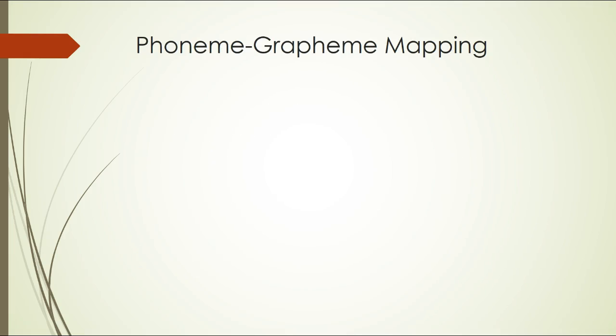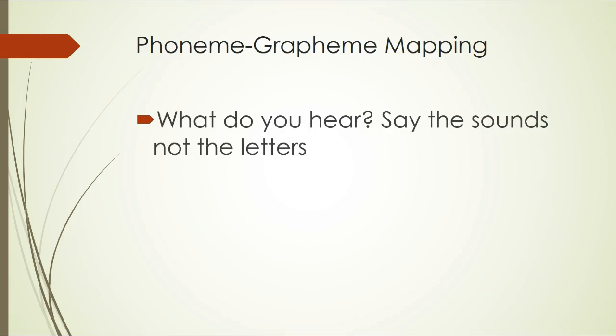In phoneme-grapheme mapping, when we are saying a word, we're asking students to think about what they hear. We want them to say the sounds, not the letters, and then we want them to write the letters that represent those sounds. One chip, or one square, represents one sound. I'm going to show you in the next slide. That'll make a lot more sense. Let me just move on.